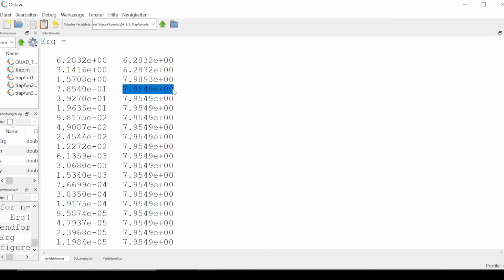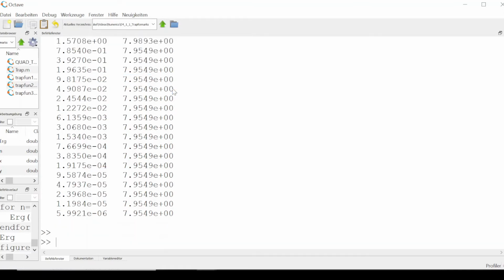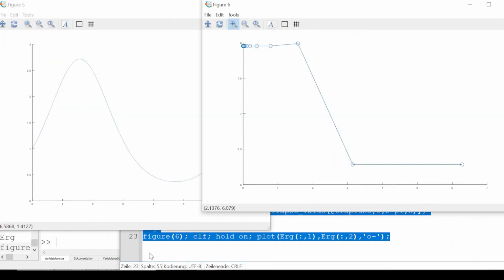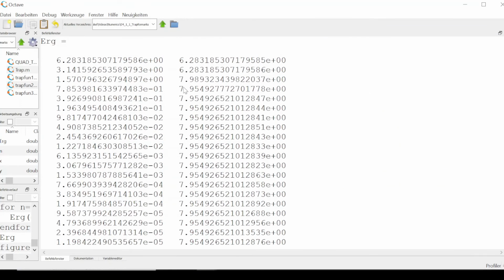Let's check the 5th and the 6th digits after the decimal point. Let's run the code again. And then we see that this is our value for 8 parts, and this value is correct to the 5th digit after the decimal point. And if we use 16 parts, then we are almost done. We are correct until, yes, the last 2 digits may be not correct, but this is numerical rounding.